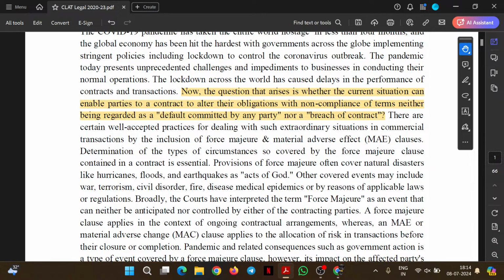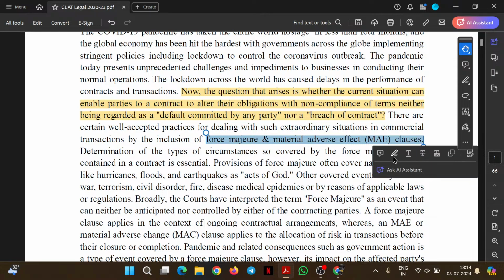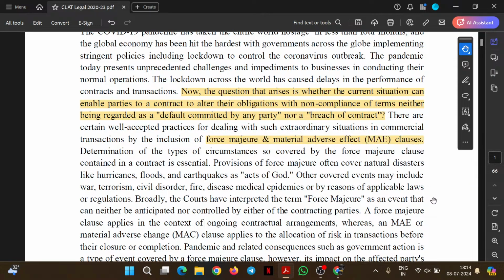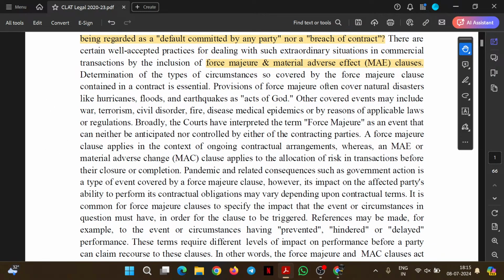There are certain well accepted practices for dealing with such extraordinary situations in commercial transactions by the inclusion of force majeure and material adverse effect clauses. So now we are sure that the passage is going to be about contracts, and more specifically, about the force majeure and material adverse effect clauses. Now, we don't know what both of these are. Let's wait for the passage to introduce what's the meaning of force majeure clause or MAE clause.